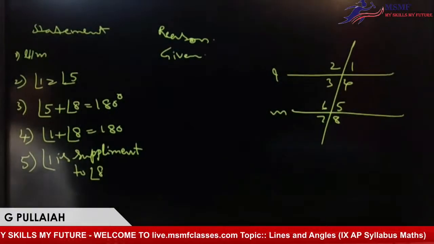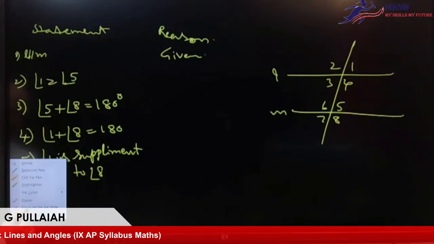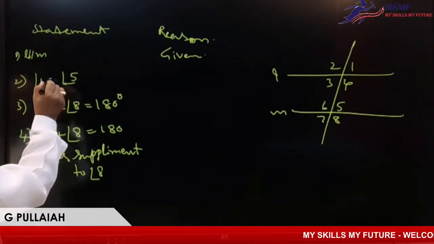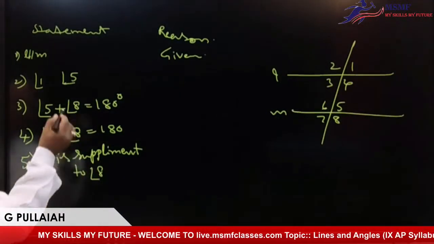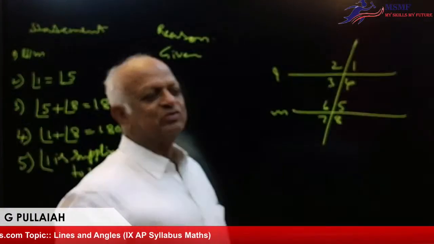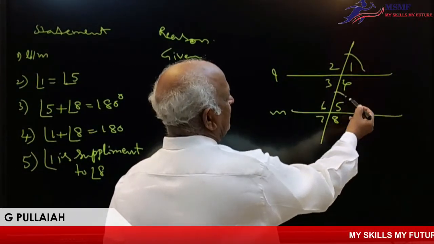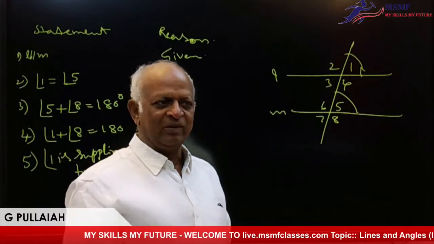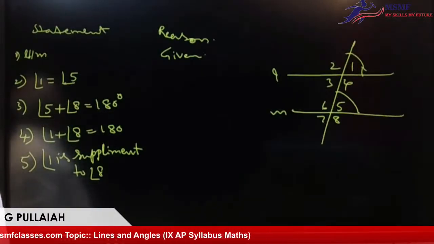Now let us observe angle 1 is equal to angle 5. Observe very carefully why angle 1 is equal to angle 5. If L and M are parallel, and these two are the corresponding angles, and the corresponding angles are equal. So here, what is the reason that angle 1 is equal to angle 5? They are the corresponding angles.